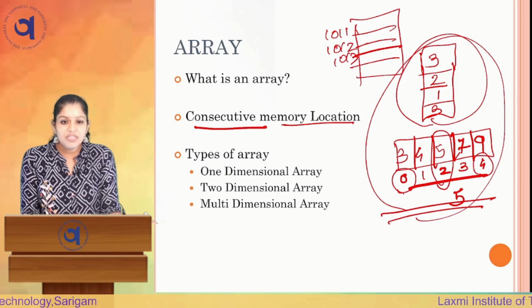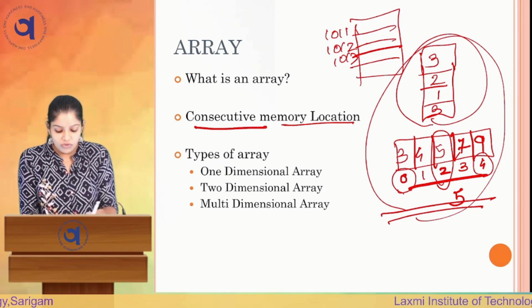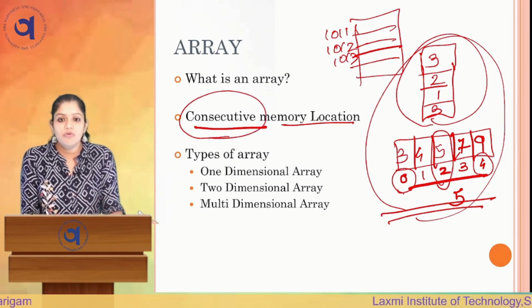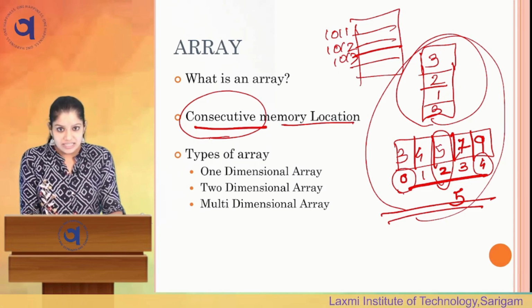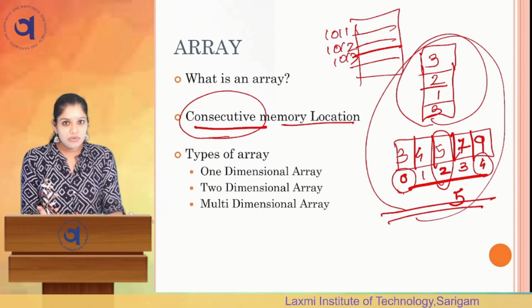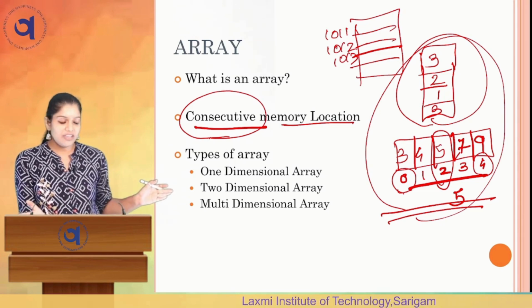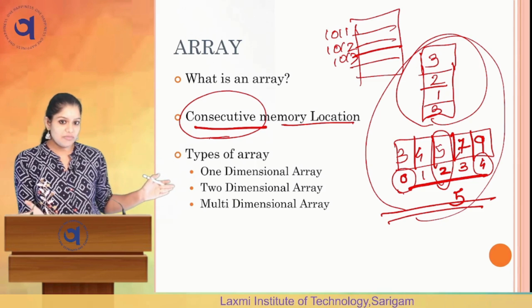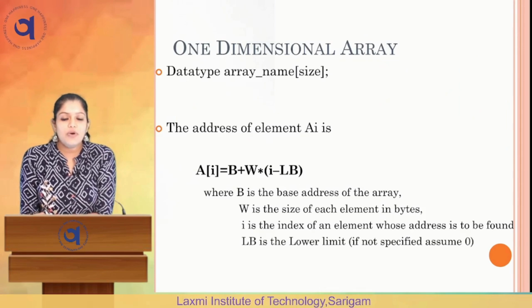And one more thing, consecutive memory location. In a physical memory, all your array elements are stored in a consecutive manner only. That is the most important thing: it is a linear data structure, and in that linear data structure the elements are stored in a consecutive manner. Now, here are the types of array we have: one dimension array, two dimension array and a multi-dimension array.